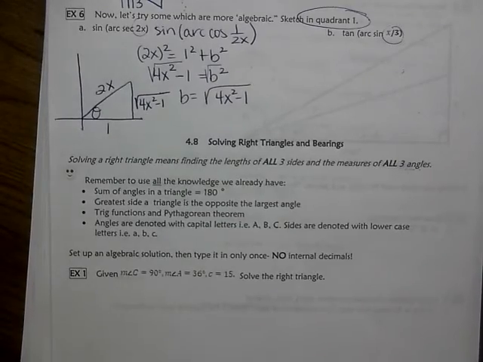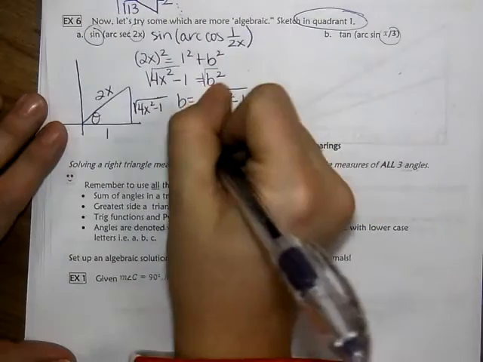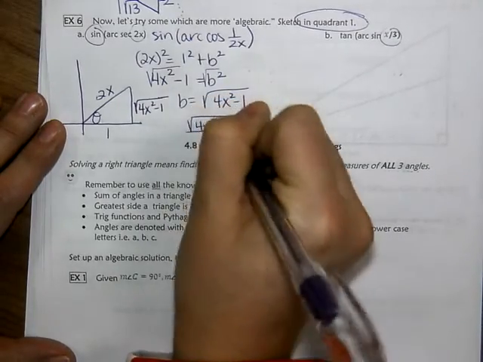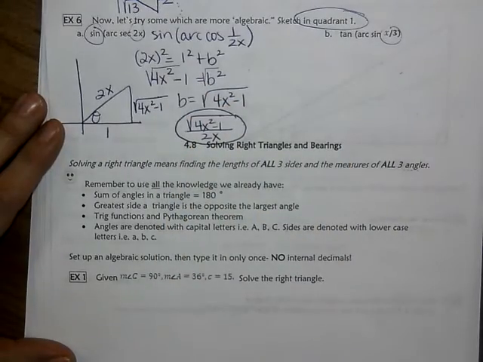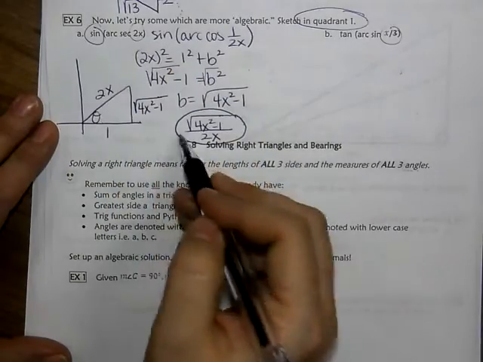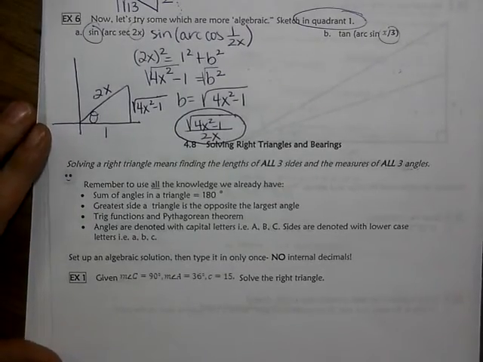Okay? So, now we have our triangle set up. I'm looking for sine. So I'm looking for the opposite over the hypotenuse. So my final answer should be the square root of 4x squared minus 1 over 2x. I mean, you can give all that if you want equals this, or it's okay if you don't. All right, everybody ready for B?